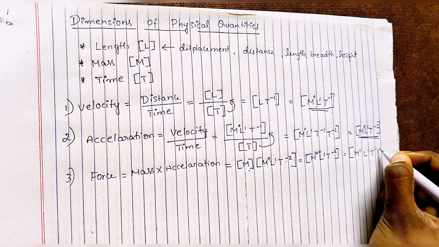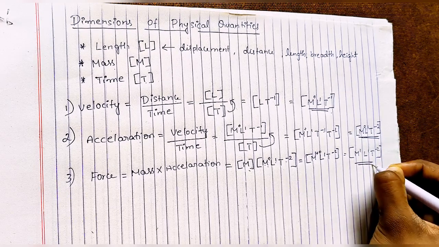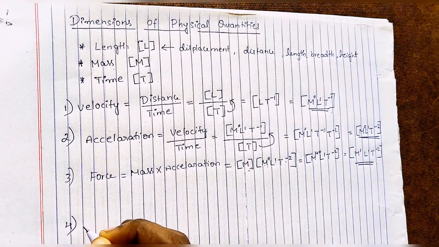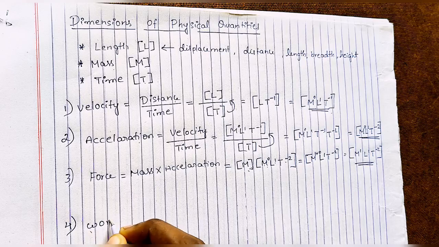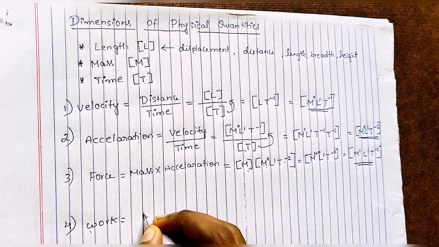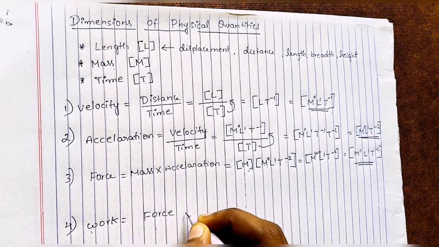We know that 1 plus 0 is 1. So m to the power 1, L to the power 1, t to the power minus 2, which is the dimensional formula for force. Next, fourth question is for work.